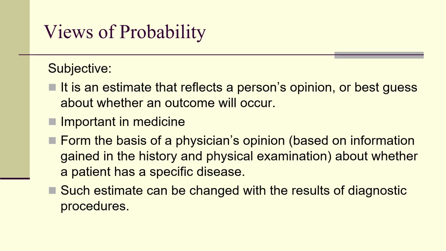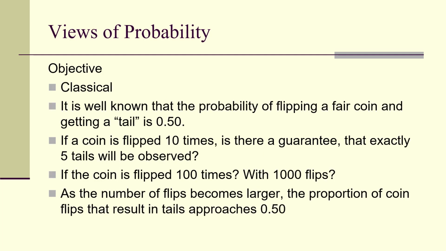The two views of probabilities. The subjective view of probability is an estimate that reflects a person's opinion or best guess about whether the outcome will occur. It is important in medicine and public health fields. It helps form the basis of a health professional's opinion, based on information gained in the history and physical examination, about whether a patient has a specific disease. Such an estimate can be changed with the results of diagnostic procedures.